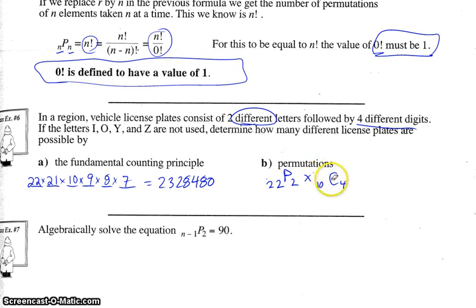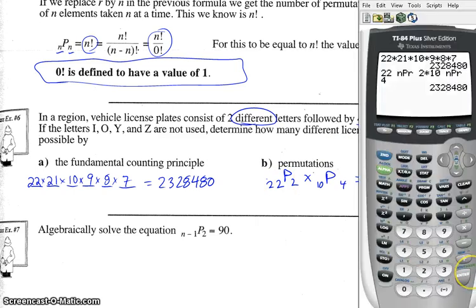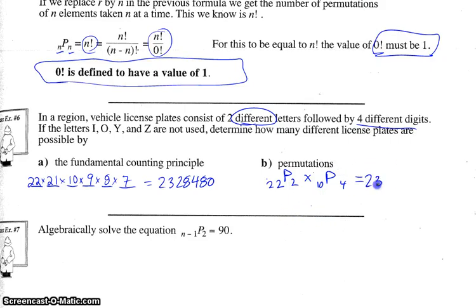Well, there's 10 digits to pick from, and we want 4. Oh, sorry, I didn't mean to write a C. So we would have 10 pick 4. Okay, let's put that in our calculator, see if we get the same value. Okay, so pause your video. And sure enough, we got the exact same value by going 22 pick 2 times 10 pick 4. Alrighty, so we can write that in there as well.